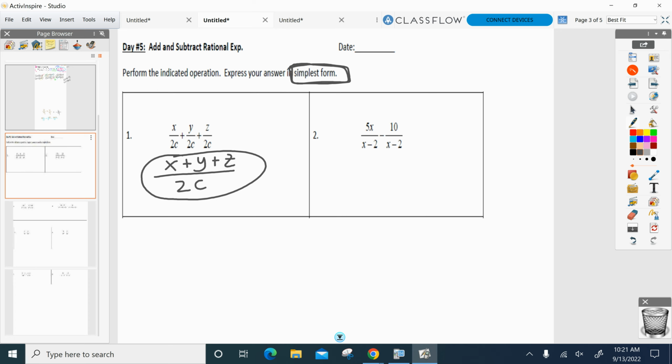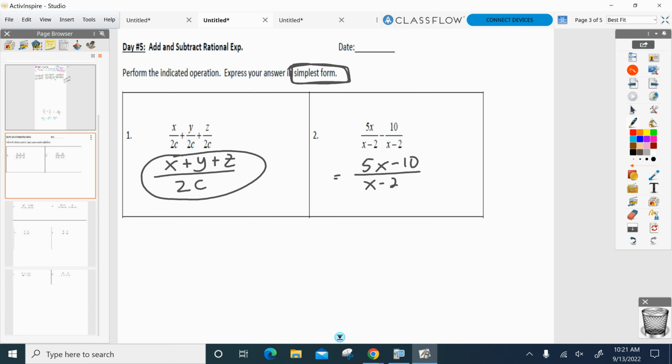Next up, what do we notice about the denominators? Same, so I keep it the same in my final answer: x minus 2. Can I combine 5x and 10? No, so I rewrite it in the numerator, right? 5x. What's the sign in between now? Minus 10. And now here's where things are going to change. That's not simplest form.